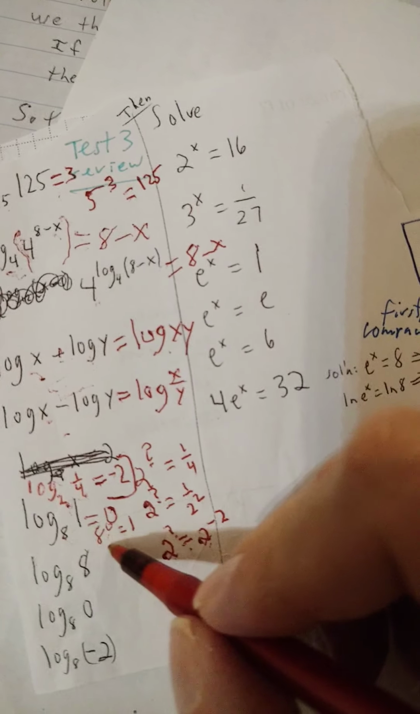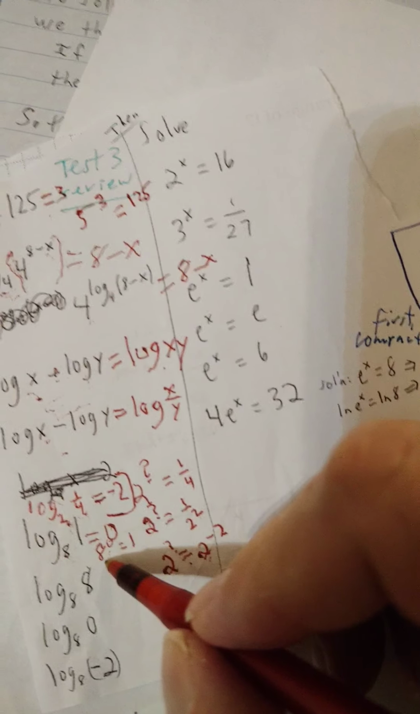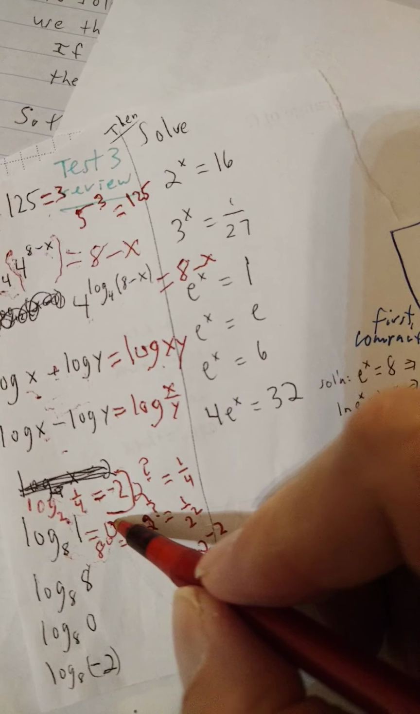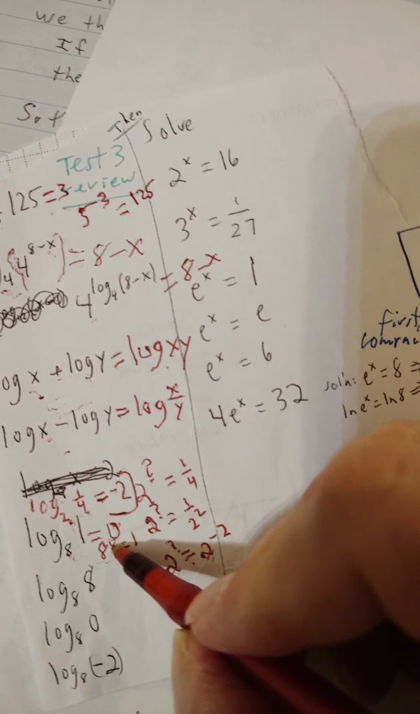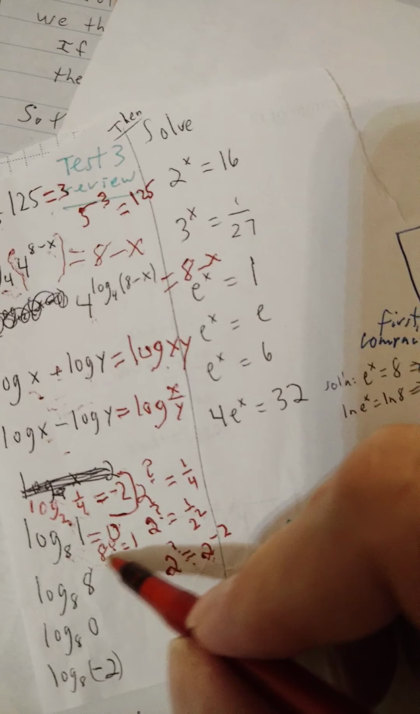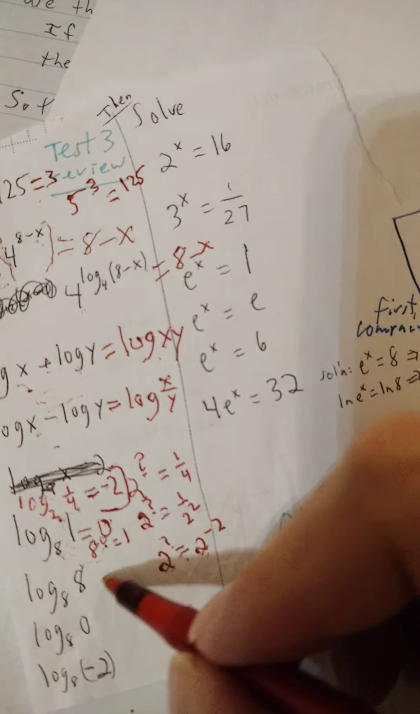The base is 8, so that's going to be my base in exponential form. Logs are equal to the exponent. We got 0 as the answer. That's where the exponent goes in exponential form, equals whatever's left, the argument. And isn't 8 to the 0 equal to 1? Yes. What about this one?